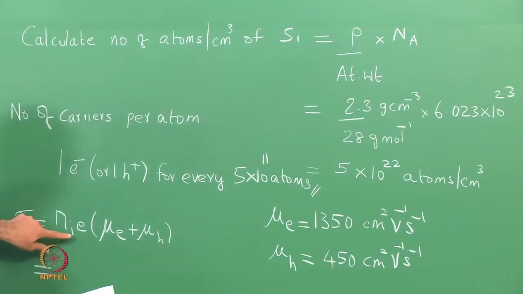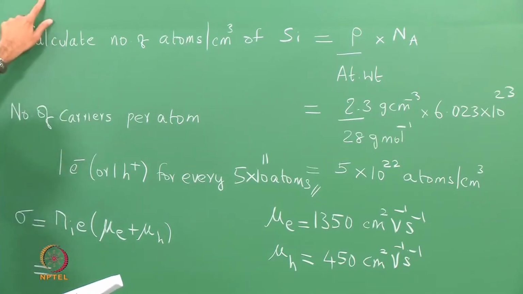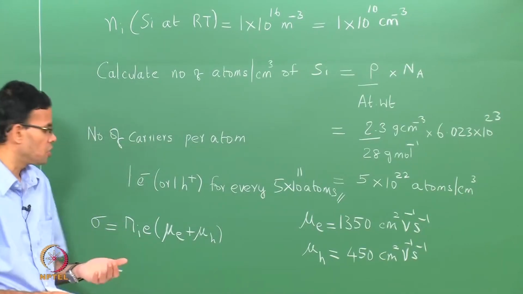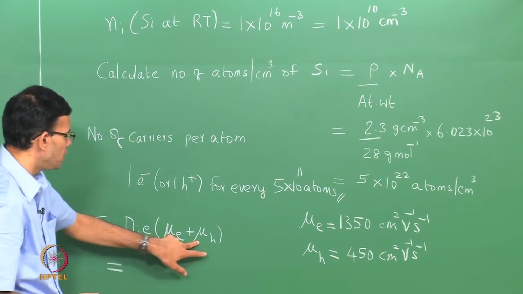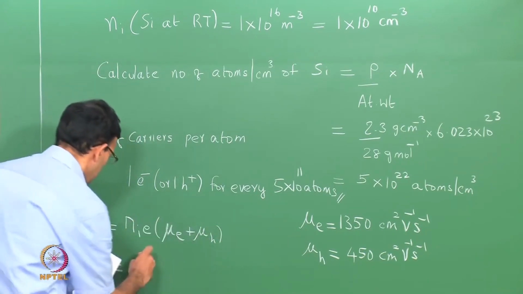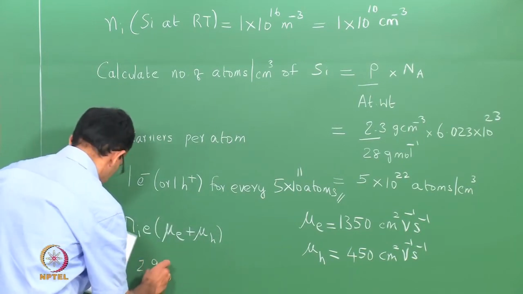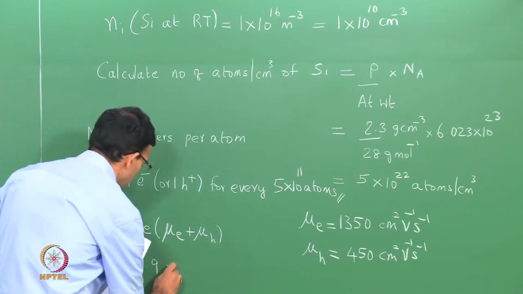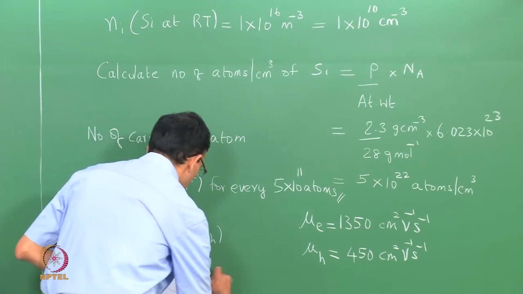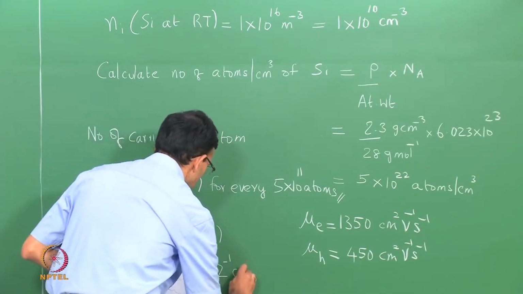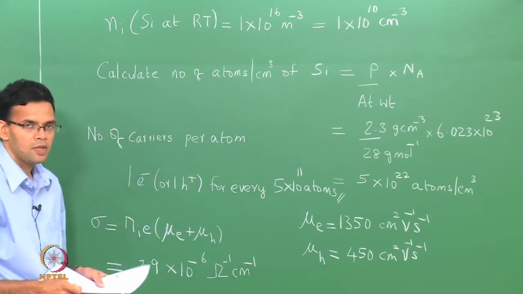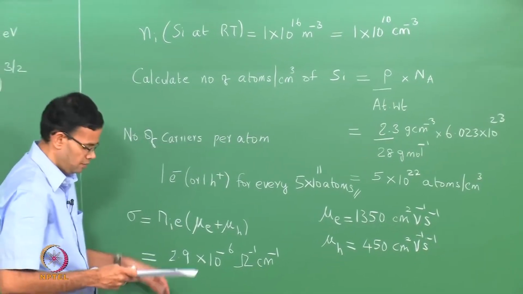So, you can substitute for the value of Ni which we have here. E is nothing but the electric charge, and that is a constant. Mu E and mu H are given here. If you substitute and evaluate, you get a conductivity of 2.9 times 10 to the minus 6 ohm inverse centimeter inverse. So, let me write this down again.